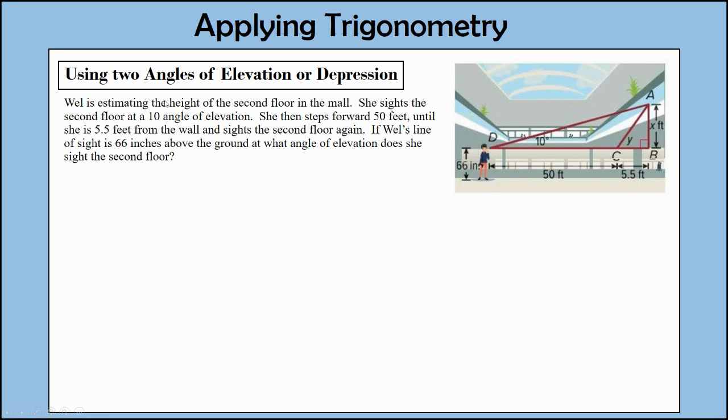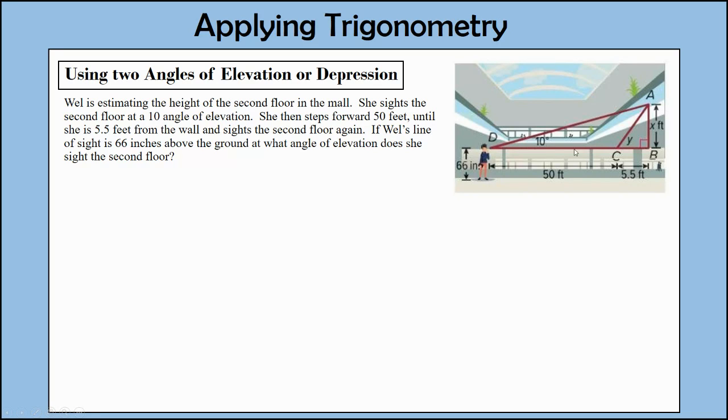So Well is estimating the height of the second floor of the mall. She sights the second floor at an angle of 10 degrees. So if you look over here, this is Well standing here. She's 66 inches tall. Her eyes are right here at point D. And she's saying here's her sight line, which is DB. If she looks up here at the second floor, that's the DA path, then this 10-degree angle of elevation is created. Okay. She then steps forward 50 feet.